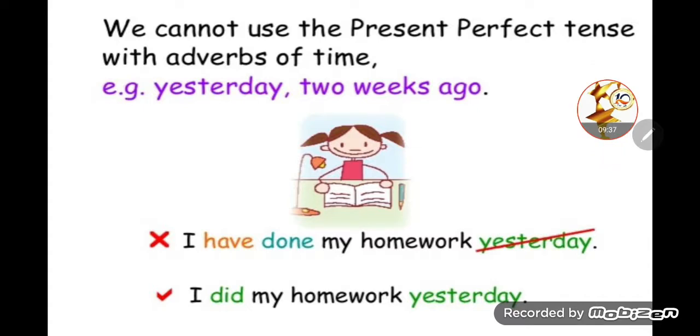But let me show you and make it clear for you about this thing. A keyword like yesterday, 2 weeks ago, we cannot use it in present perfect simple. These adverbs of time, we cannot use them with the present perfect simple. So we cannot say, I have done my homework yesterday. No, no, it's incorrect to use it. Incorrect to use yesterday or ago in a present perfect sentence. But in past simple, I can say, I did my homework yesterday. But we cannot, then pay attention, use adverbs of time like yesterday and ago in a present perfect sentence.